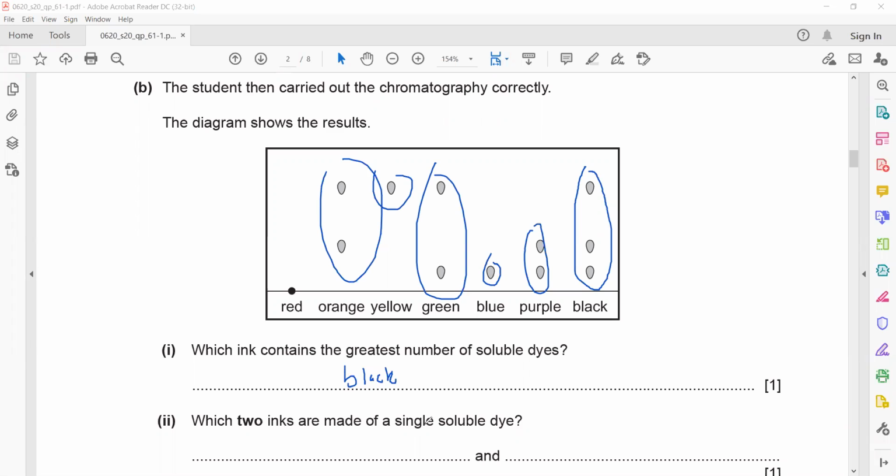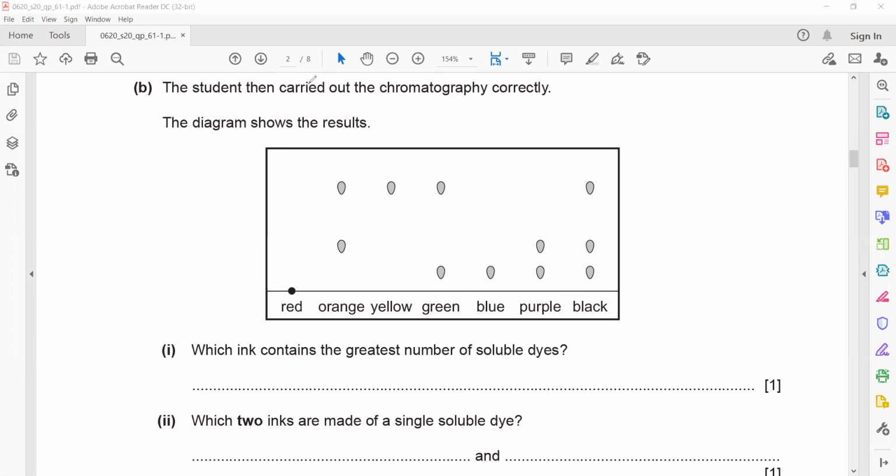Which two inks are made up of a single soluble dye? So blue and yellow.